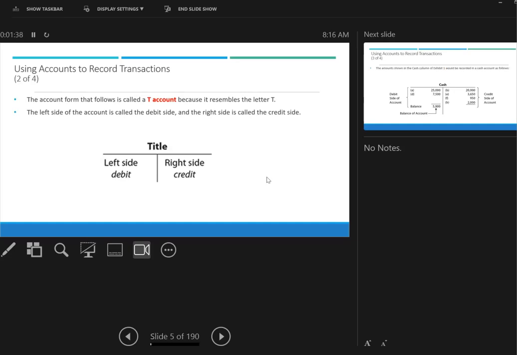So we are going to use what we call a T account. This is a simple way for us to understand various accounts. What we do with T accounts is, depending on what type of account it is, we will debit it or we will credit it. Now, debit means left. Credit means right. That's all it means. Debit is left, credit is right.